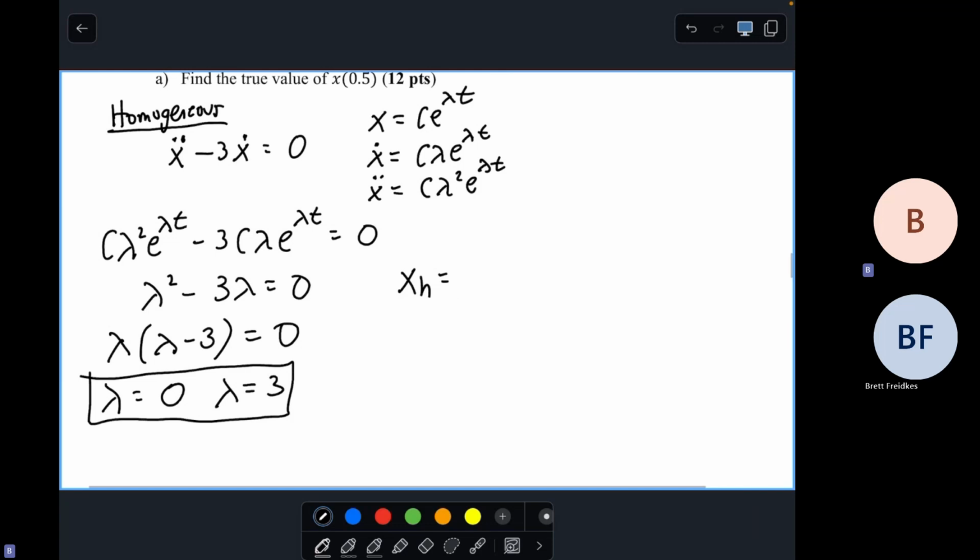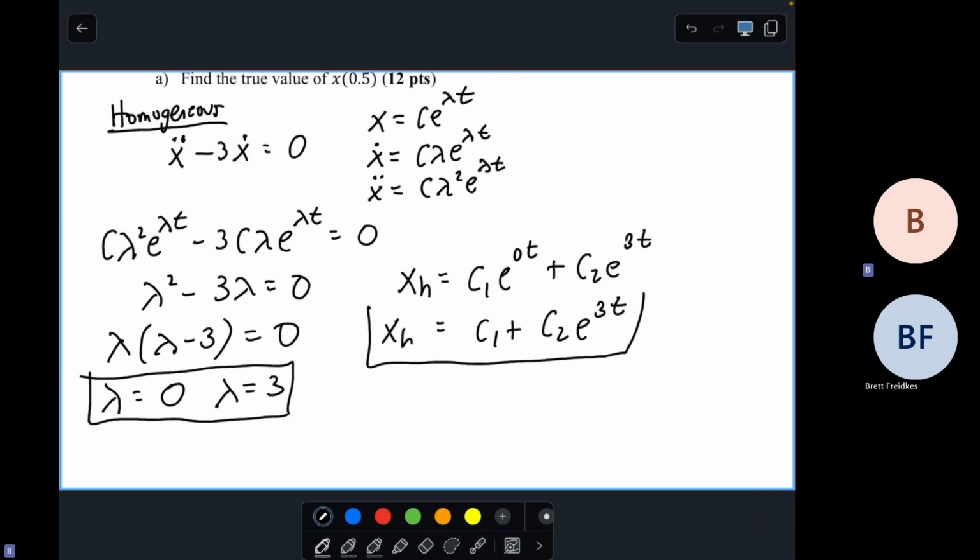You're on the right track. You said C. That's a good start. That's exactly right. Except you want to differentiate those constants. They're not the same constant. We have two roots that are each solutions. We will sum those solutions. This will give us C1 e to the 0t plus C2 e to the 3t. This ends up being C1 plus C2 e to the 3t is our homogeneous solution. Jacob.